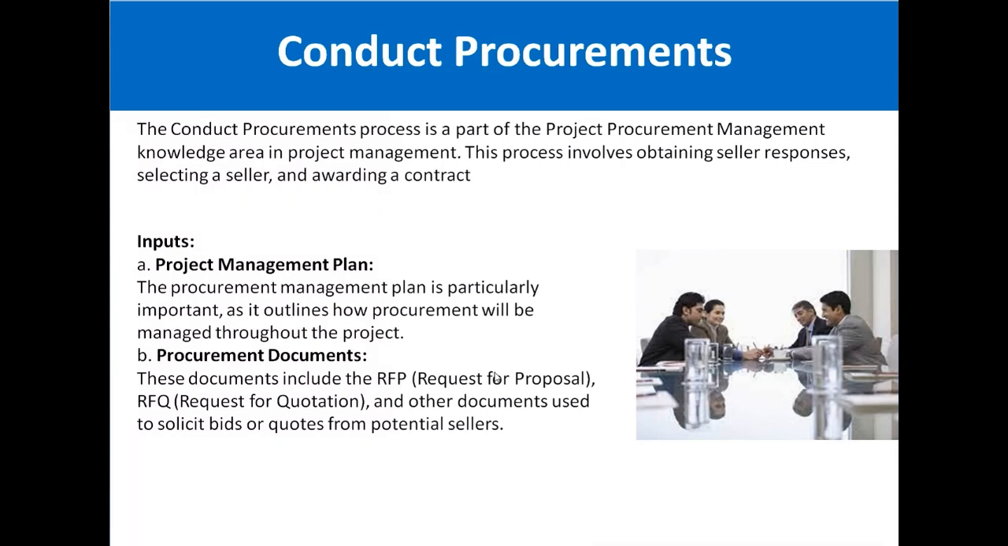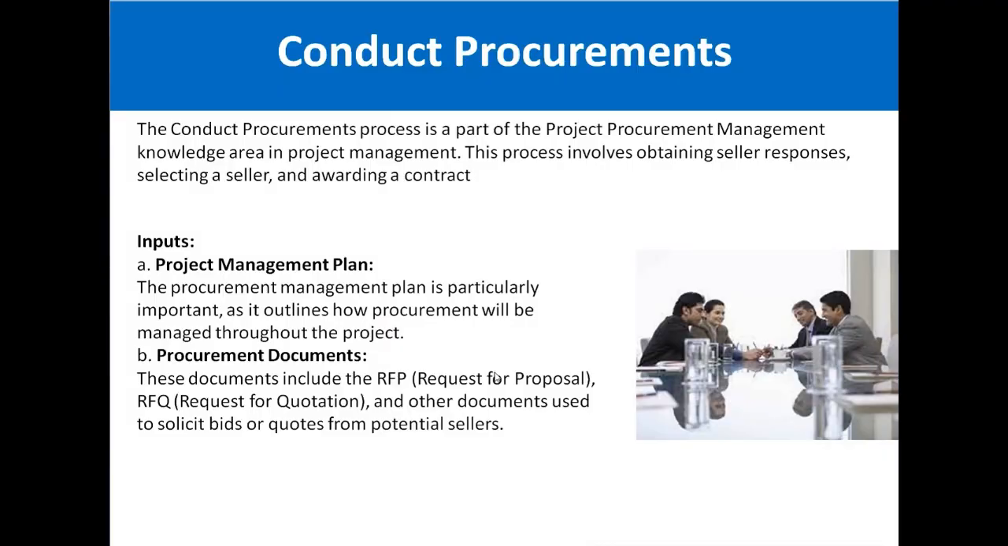Now, Conduct Procurements means that you are executing the process, you are conducting the procurement, which involves obtaining seller responses, selecting a seller and awarding a contract. For example, you need a particular piece of hardware. For that purpose you send a request for proposal stating your requirement, the seller gives you a response, and on that basis you select a seller and award a contract. This is the main concept here.